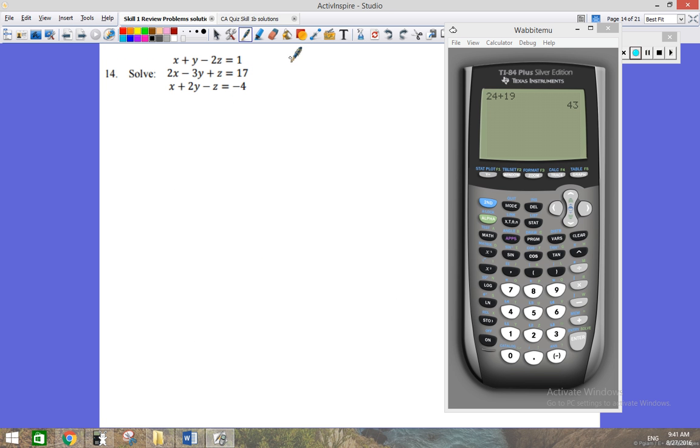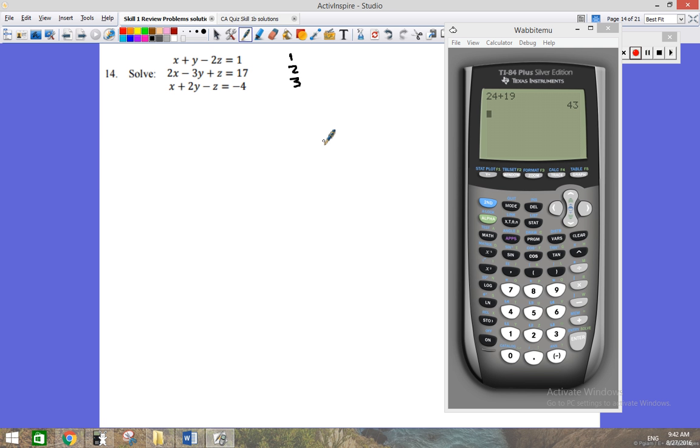Here we have a system of 3 by 3 linear equations. So this is working in three-dimensional space, and the idea here, I'm going to do it by elimination, and that's the way I suggest that you do it as well. And I'm going to pick a variable to eliminate.